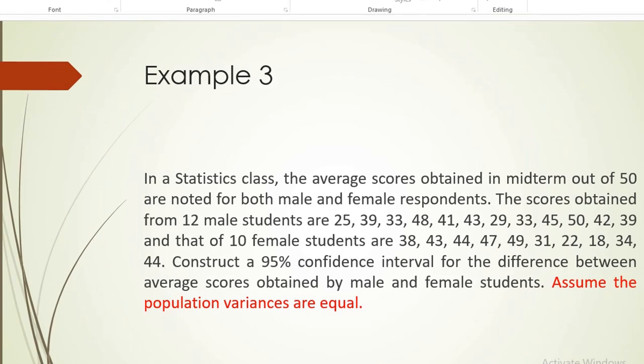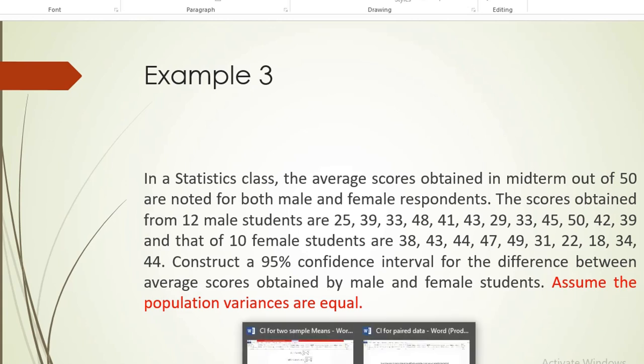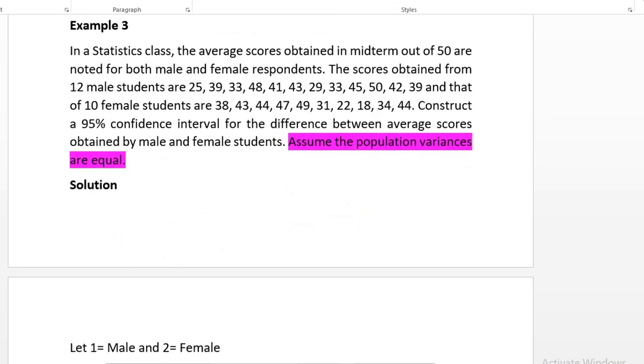In a statistics class, the average scores obtained in midterm out of 50 are noted for both male and female respondents. The scores are obtained from 12 male students and these are given as this one, and that of 10 female students are given as this one. Construct a 95% confidence interval for the difference between average scores obtained by male and female students, assuming the population variances are equal. So I am taking you to my word document.